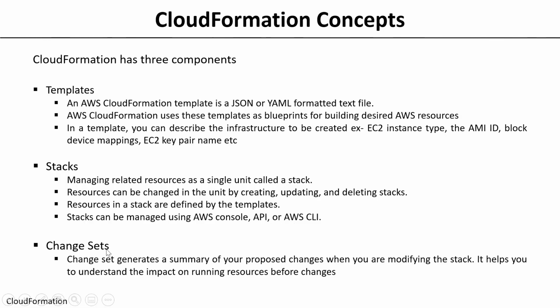Then you have a change set. A change set is very helpful when you want to update the infrastructure already created by the stack. So you already have 5 EC2s, 2 RDS and a VPC, and you want to add another RDS, or probably you want to change one of the RDS. A change set will help you to understand what impact this new resource is going to make on your existing resources. So that is what is called a change set.